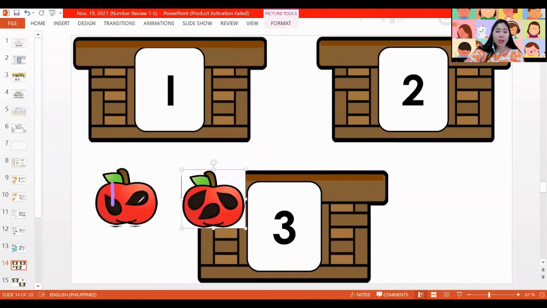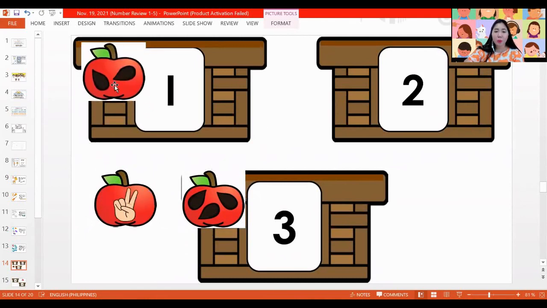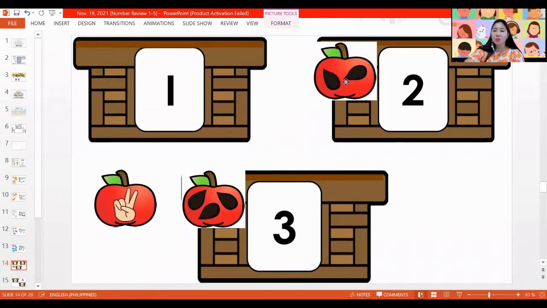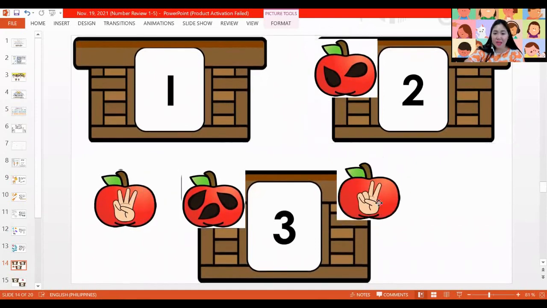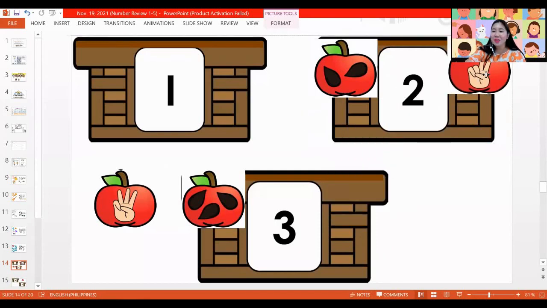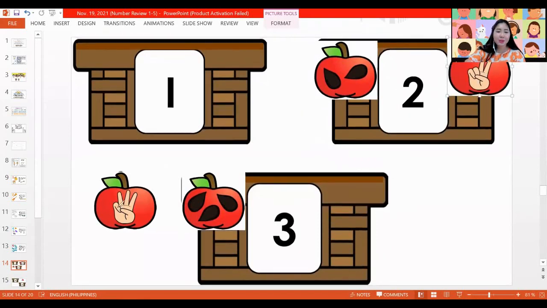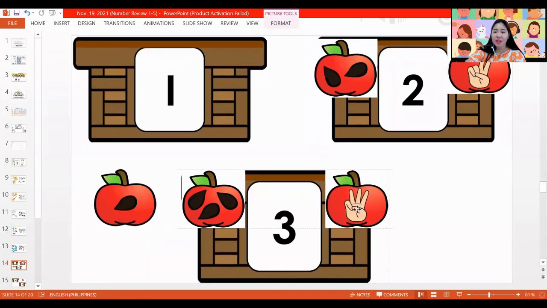Next one, 1, 2, 2 seeds should be with number 1. No, it should be with number 2. Next one, 1, 2, 2 fingers up will go to number 3. Nuh-uh, silly teacher. It should be with number 2. Next one, let's count. 1, 2, 3. 3 fingers up will be with the number 3.